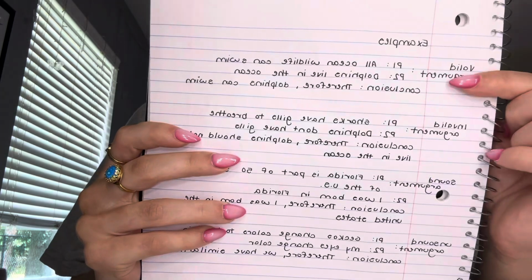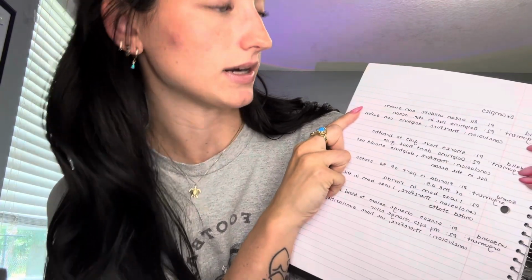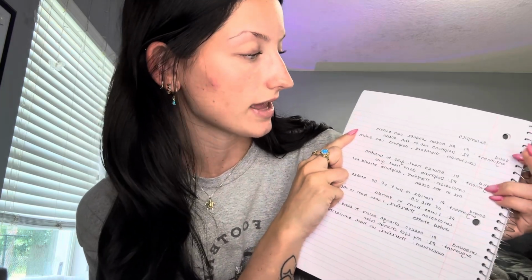So now I have an example for you for each one. Again, your valid argument is the one that is going to correlate with each other, but not necessarily be true in real life. So I have them right here. P1 stands for premise 1, P2 stands for premise 2, and then conclusion is your conclusion. I have all ocean wildlife can swim as my premise 1. Then for premise 2, dolphins live in the ocean, and then my conclusion, therefore dolphins can swim.